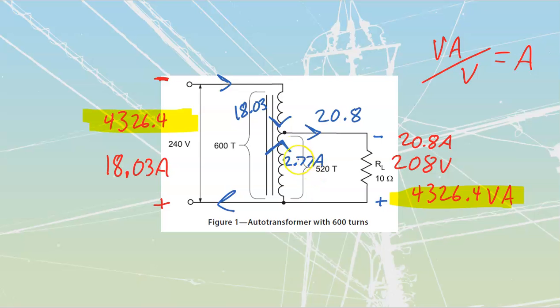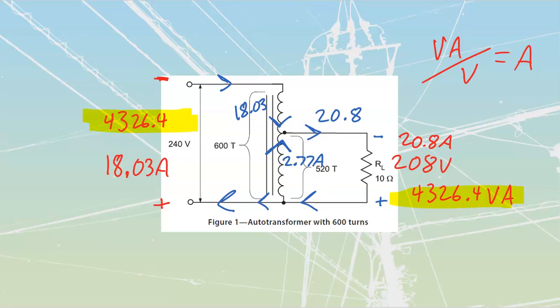If I take a look at 2.77 amps, that and the 18.03 add up to become that 20.8. That 20.8 goes through here. When it gets back to here, it's going to split. 2.77 goes back up into there. The remaining 18.03 is going to be exiting our circuit over here. We have satisfied Kirchhoff's law of current.